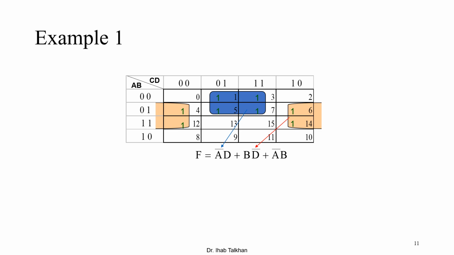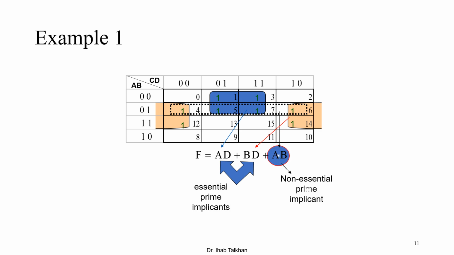Okay, now we have this group here, from 4 and 5 and 6 and 7. This group is a group of 4, but actually all the ones were already used before. This is what we call A bar B, but this one is non-essential. Non-essential means what? Do you need it? No, of course not, because already all ones exist in the first two terms. So f equals A bar D plus B D bar. The first two are essential, and A bar B is not essential and not required because it's redundant.